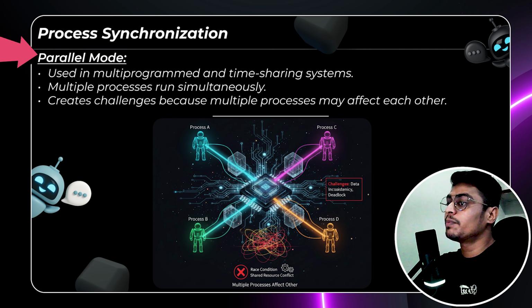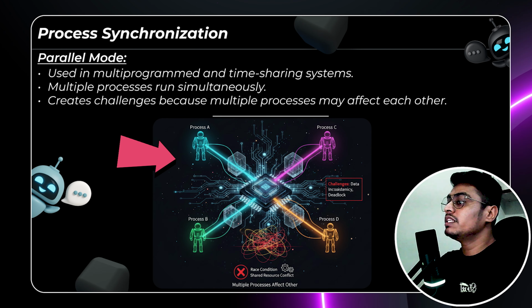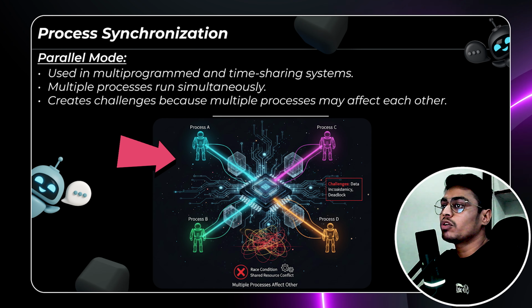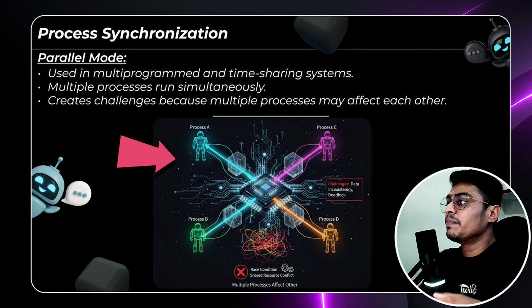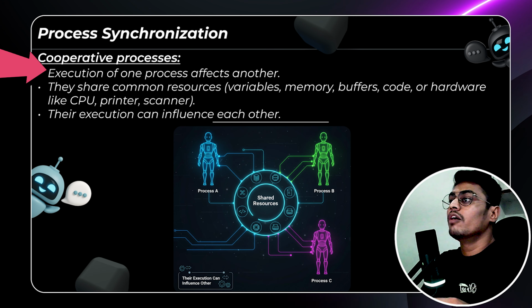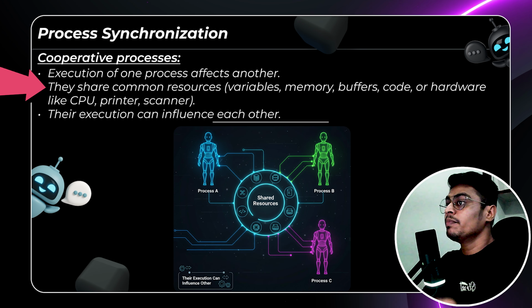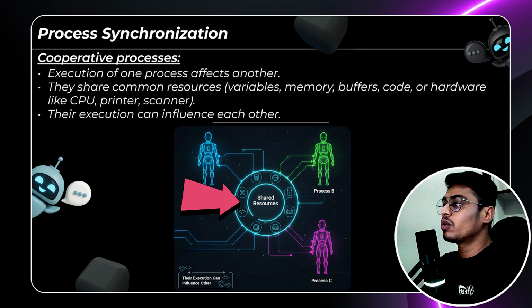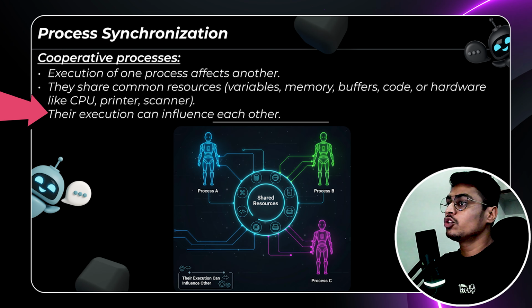Modern systems use multi-programmed and time-sharing environments where we cannot guarantee only one process at a time. So multiple processes can run simultaneously, which creates challenges. When many processes run simultaneously, we categorize them into two types: cooperative processes and independent processes. So what are cooperative processes? Cooperative processes are those where the execution of one process affects another. This happens because they share something common. It could be variables, memory, a buffer, code, or hardware resources like CPU, printer, or scanner. When processes share anything common, we call them cooperative processes, and their execution can affect each other.